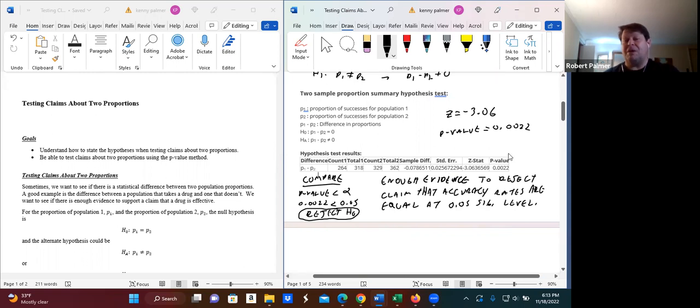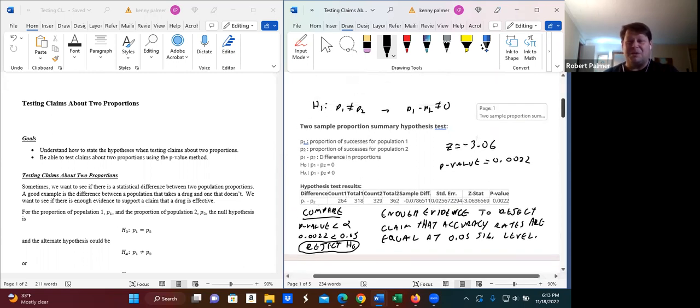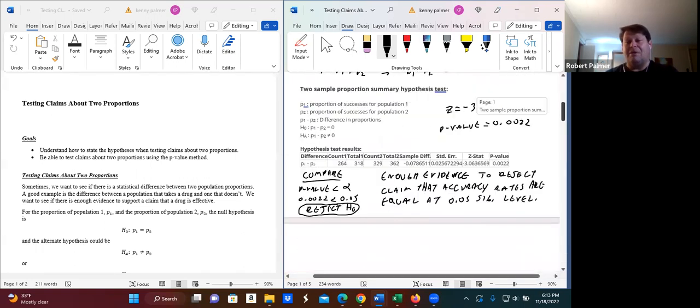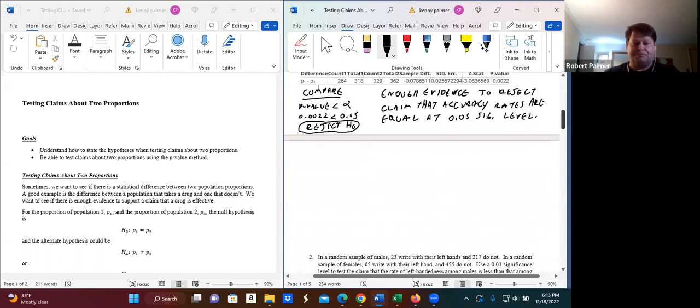Now here, do you notice we don't actually say anything about what was better or worse? Certainly from this, it looks like McDonald's accuracy is better, but that's not what the claim was, so that's not what we're testing. If you wanted to test that one is better than the other, you need to do a different test. If you want to claim that McDonald's has a better accuracy rate, you can do that test, but you have to do a different claim. The claim here was that they're equal, and so all we can say in this test is that we can reject that claim that they are equal. Okay.